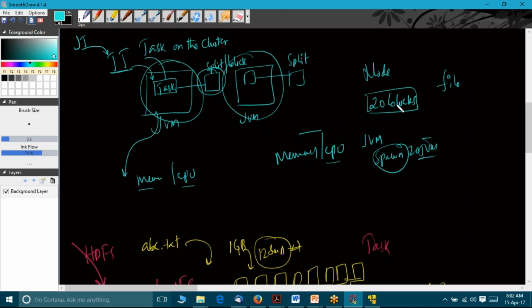If I need to process 20 blocks present on a single node, if I need to spawn 20 JVMs, I need to see whether my node has got the ability to give the memory for 20 JVMs in terms of the processing or not. If not, what happens? Maybe 10 blocks are processed with the help of 10 JVMs.